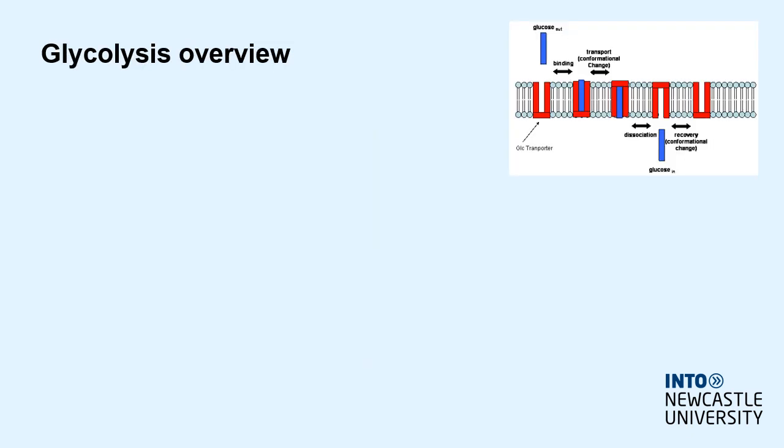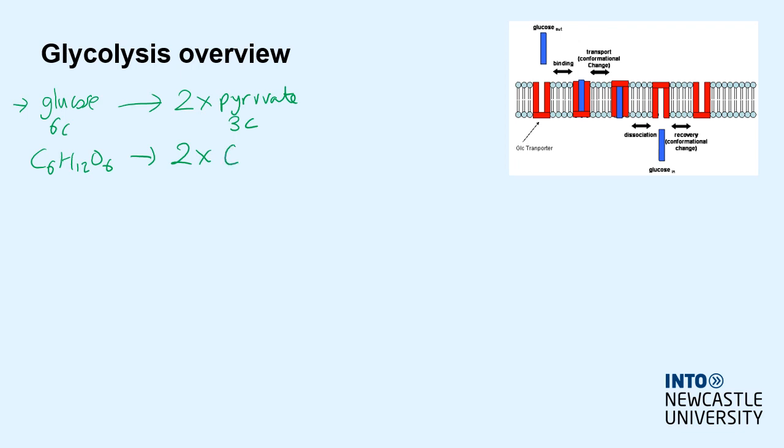So I'm just going to give a brief overview of glycolysis before we look at it in a bit more detail. In glycolysis, we are going to start with glucose, which is made of 6 carbons, and we are going to break that down into 2 molecules of pyruvate. And these pyruvates are each 3 carbons. So we've got C6H12O6 broken down to 2 molecules of C3H4O3.